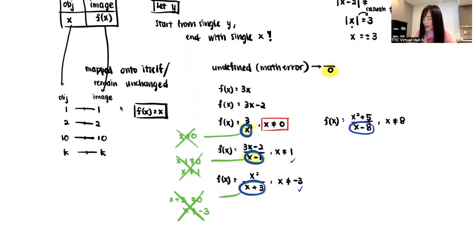So I give you an advanced version. What if f(x) equals 2x minus 5 over 3x plus 1? Okay, guys, x cannot equal what for this one?